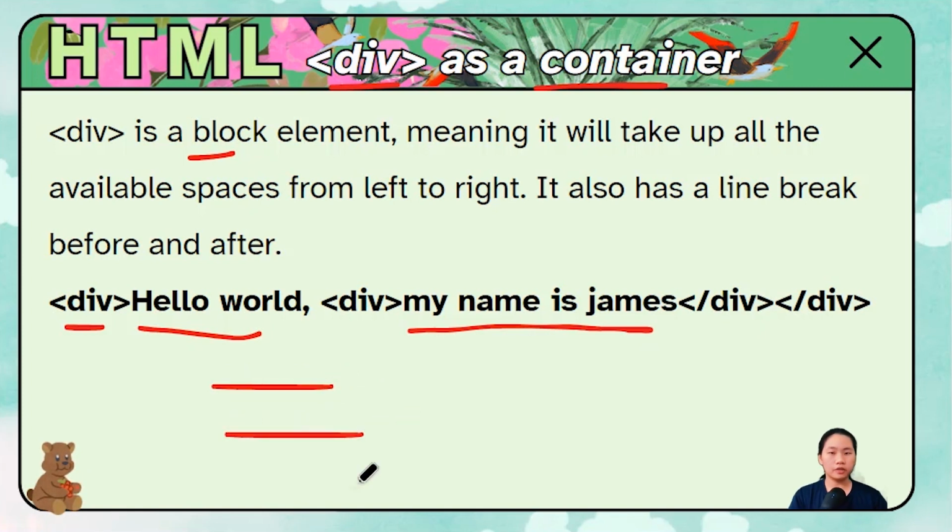All block elements have this property where it will simply take as much space as possible from left to right, regardless of content or whatever is surrounding it. We'll try to be as big as possible. Okay, and that's how block elements are.